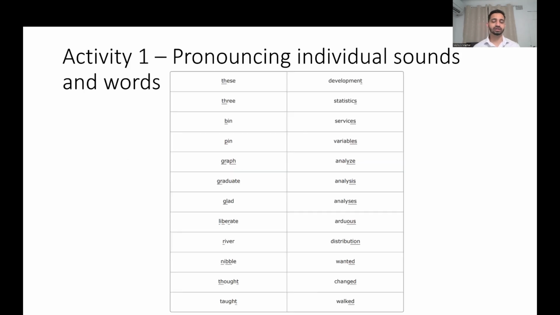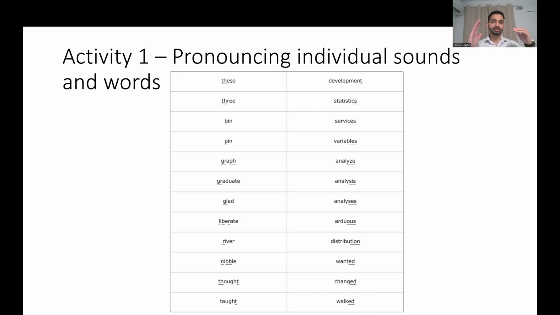Now we're going to be talking about, in our first activity, how we pronounce individual sounds and words. So I want you to pause the video here and have a go at pronouncing these words. And when you come back, we will see if you got the pronunciation correctly.